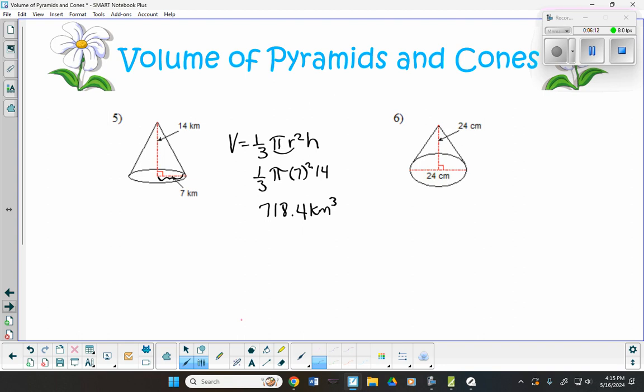All right, in the next one, again, it's a cone, so it's 1/3 pi r squared times the height. Now the radius in this case is 12 because they give us the diameter, which is 24. The radius is half of that, and the height is 24. So 1/3 times pi times 12 squared times 24 would be 3,619.1 cubic centimeters.